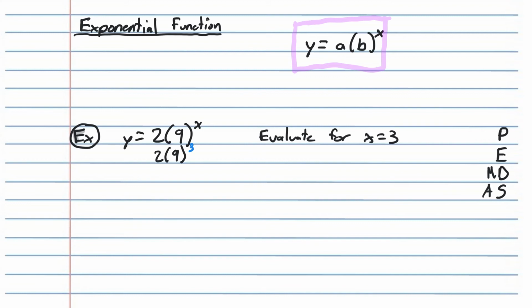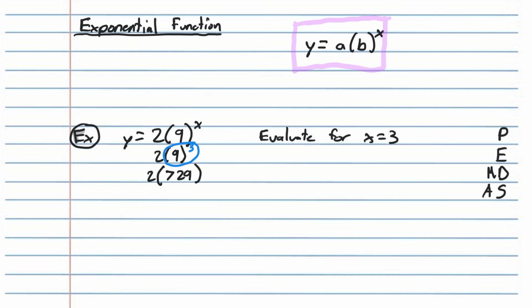So then you go on to the next one, E, exponents. We do have an exponent in this case, and we actually have to do that first. We have to take care of this before we can take care of the 2. So 9 to the power of 3, remember, means 9 times 9 times 9. Use a calculator if you need to, and you get that 9 to the power of 3 is 729.